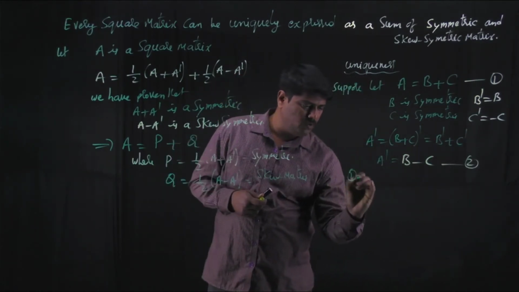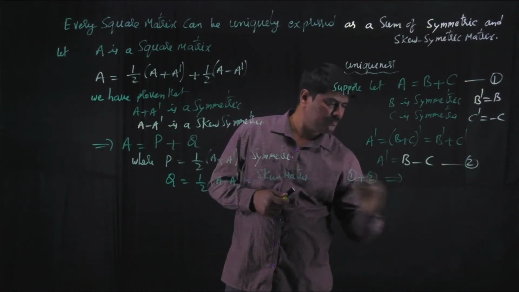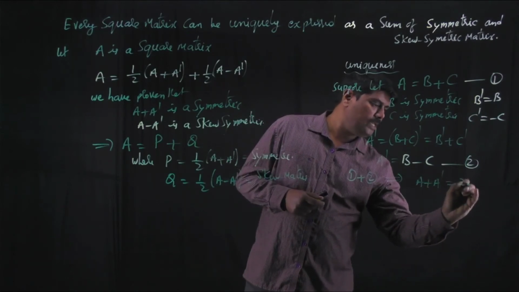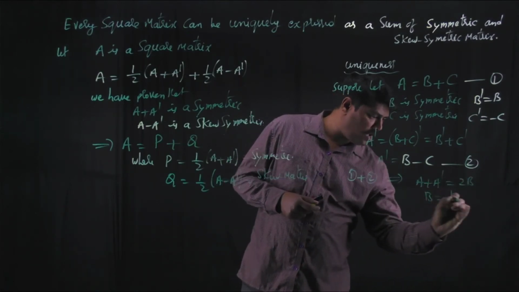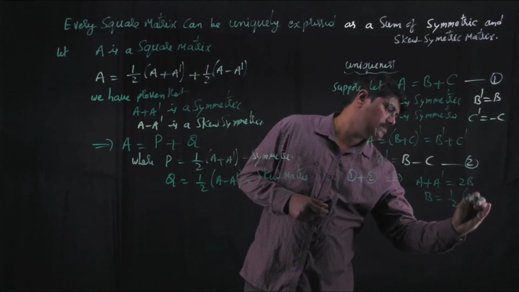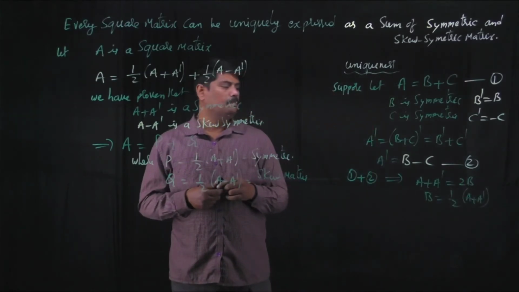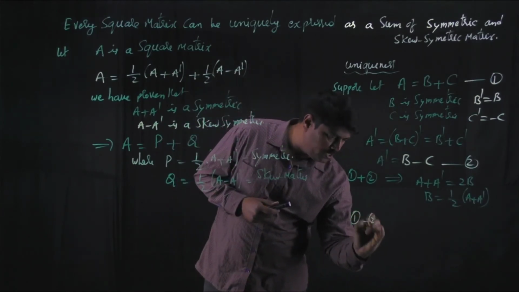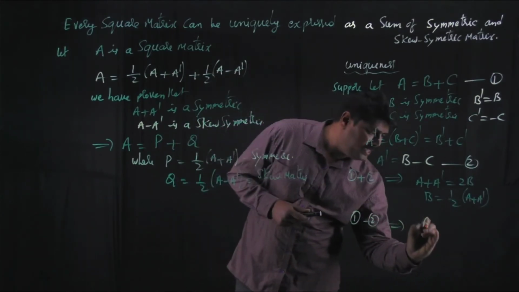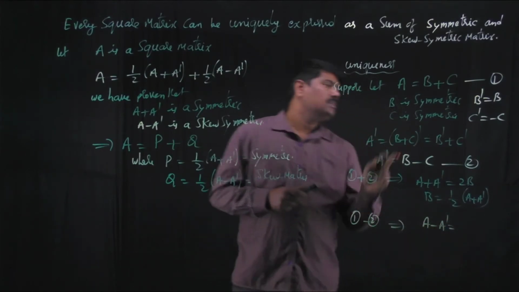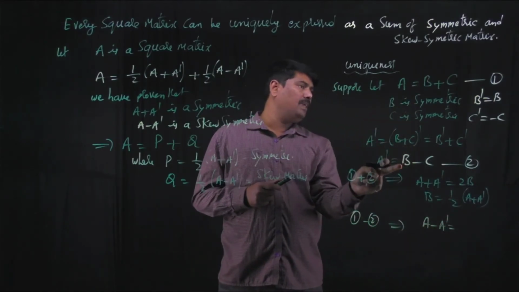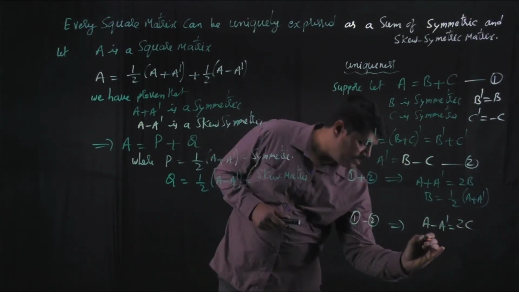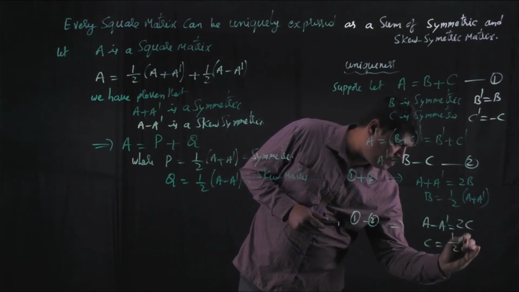So you can observe 1 plus 2 gives A plus A dash, which is 2B. So that B is half into (A plus A dash). Now subtracting those two equations, A minus A dash, you can cancel B. C minus of minus C becomes plus C, so it is 2C. So you can observe C is equal to half into (A minus A dash).